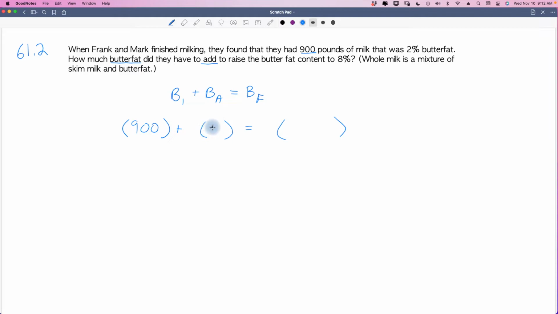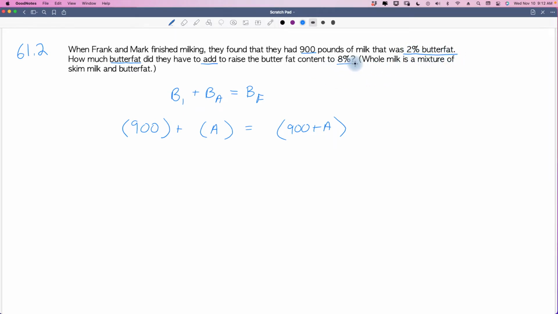And then we have an amount of butterfat that we're going to have to add. So let's call this A for add. Pretty easy to think about that. And so now this just becomes 900 plus A, right? Pretty easy so far.